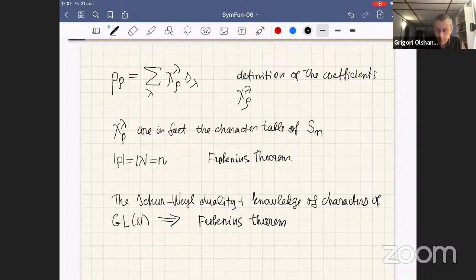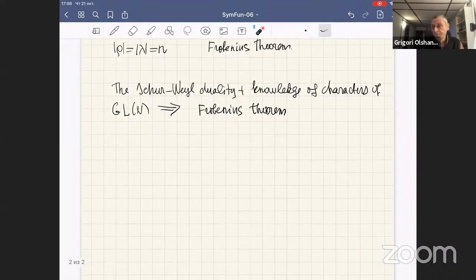So the fact that these are exactly the characters of a symmetric group can be deduced from these two facts: the Schur-Weil duality and the knowledge that the irreducible characters of these groups are given by the Schur polynomials in n variables. I would like just to recall for you, because I hope that we already know the Schur-Weil duality, but anyway, what is the Schur-Weil duality?